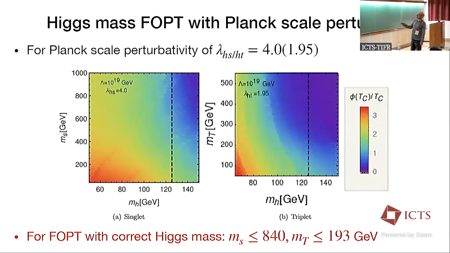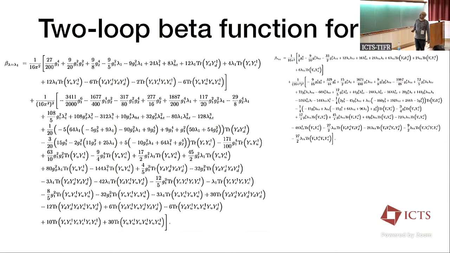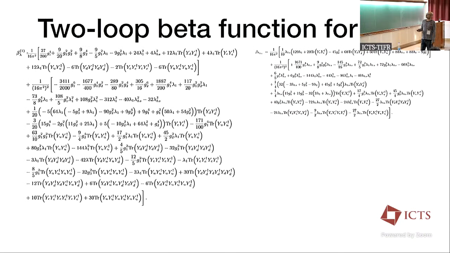If you redo this plot as a 3D plot, it is the same thing as before. These are the second order phase transition, and these are mostly first order phase transition. And you can calculate a limit for the Planck scale perturbativity. The singlet mass upper limit is around 840, and the triplet mass is around 193 GeV, which is pretty low. This is very, very restrictive, and this is coming from the theory. There is no experimental observation data put here. As I said, these are little longer beta functions, but you can look into this if you wish.